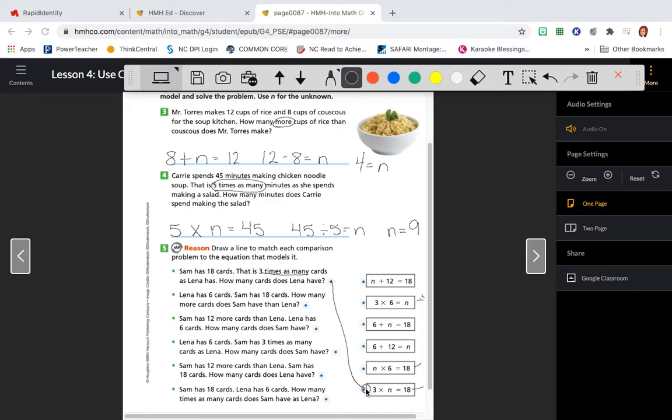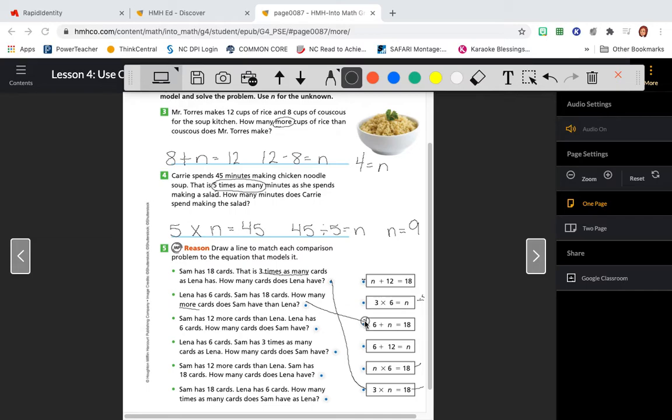All right, let's look at the next one. Lena has 6 cards. Sam has 18 cards. How many more cards does Sam have than Lena? There are those keywords, so we know we're looking for an addition equation. Lena has 6 cards, Sam has 18. How many more cards does Sam have than Lena? So again, 18 should be our bigger number, so it should go after the equal sign. So we've got this one, and this one. So those are our 2 choices there. Well, the other number that we have is that Lena has 6 cards. So this is the correct equation.